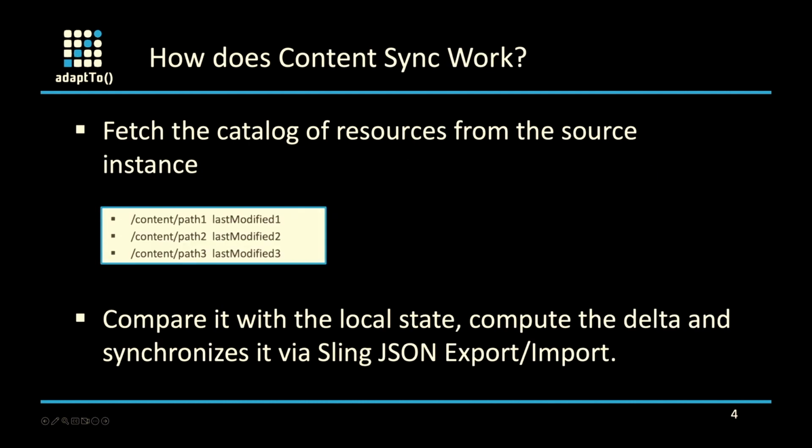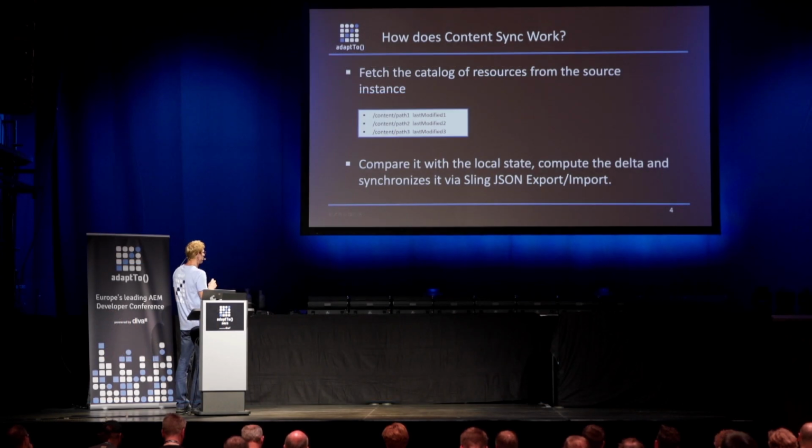The main idea behind this tool was to implement a JSON round trip between Sling GET and POST servlets. So the tool initially makes a call to the source instance and fetches the catalog of resources, which, in the simple form, is a list of paths and their modification timestamps, like page 1 and its modification timestamp, etc. And then the tool compares this catalog with the local state, computes the delta, and for each item in the delta, it synchronizes it via JSON export and import.